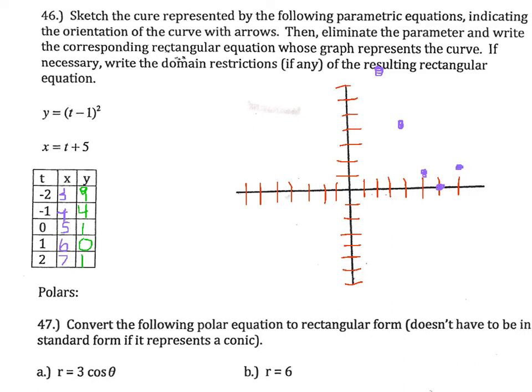So it looks like what this is doing is it is going to come down and turn around and come back up. And so we want to show the orientation of that. So when t equals -2, this is the point when t equals -1. So our arrows are following in this direction.